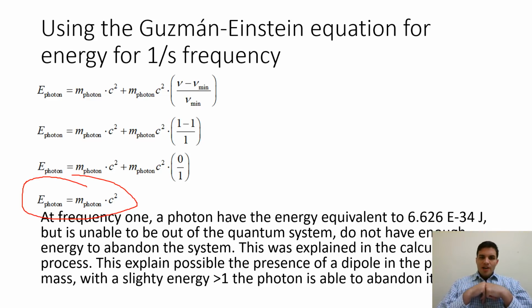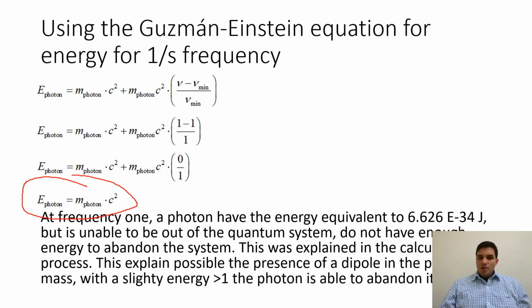At frequency 1, a photon has the energy equivalent to 6.626 times 10 to the negative 34 joules, but is unable to be out of the quantum system, as it does not have enough energy to abandon the system. This was explained in the calculation process.